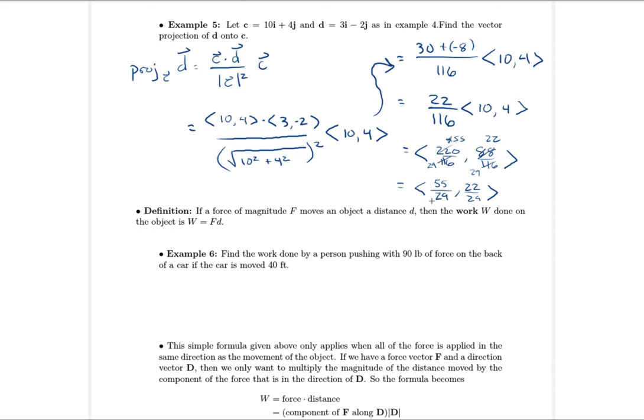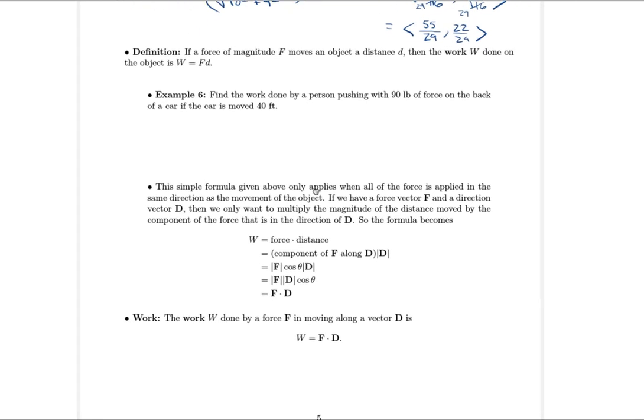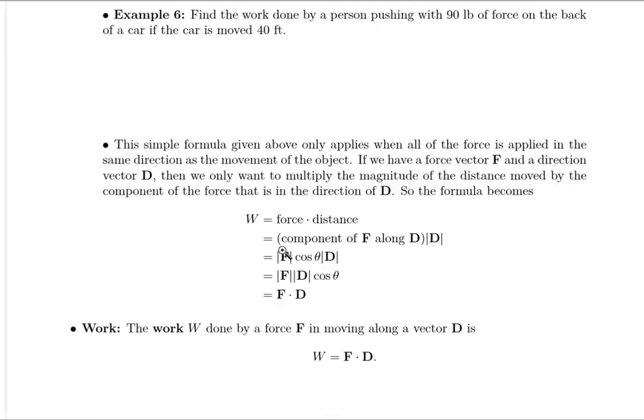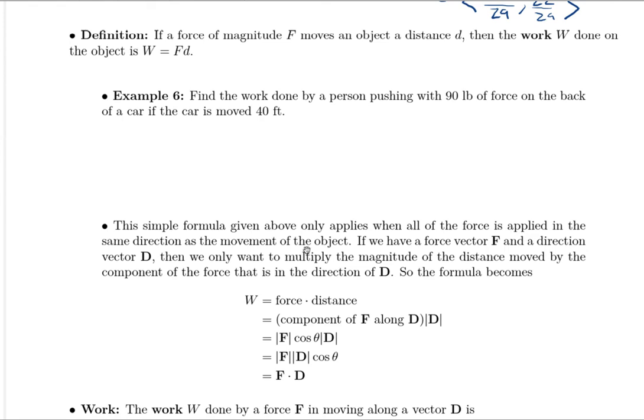All right, so the last topic in this section is we want to talk about one particular application for the dot product. Certainly not the only, but it's one you may be familiar with. So we're going to talk about work being done, right? Or another way of putting it is energy output. All right, so we know that if a force of magnitude F moves an object a distance d, then we can calculate the work done as force times distance.